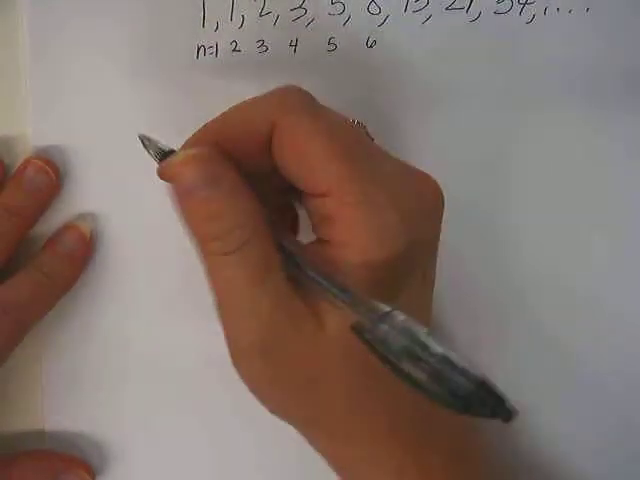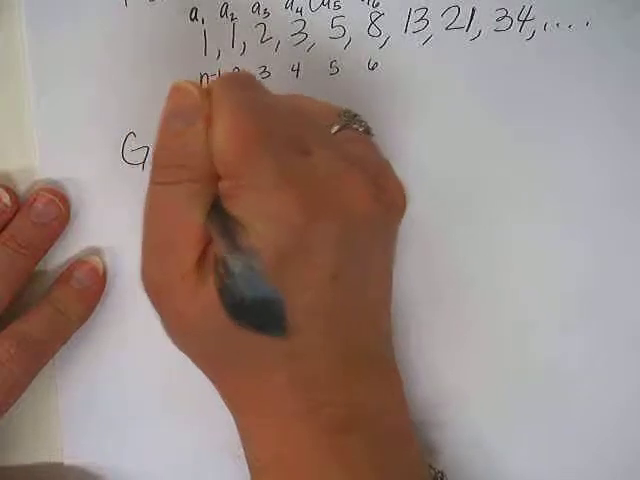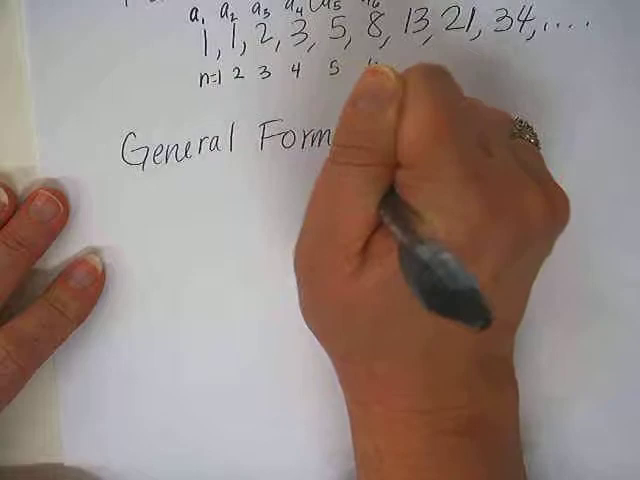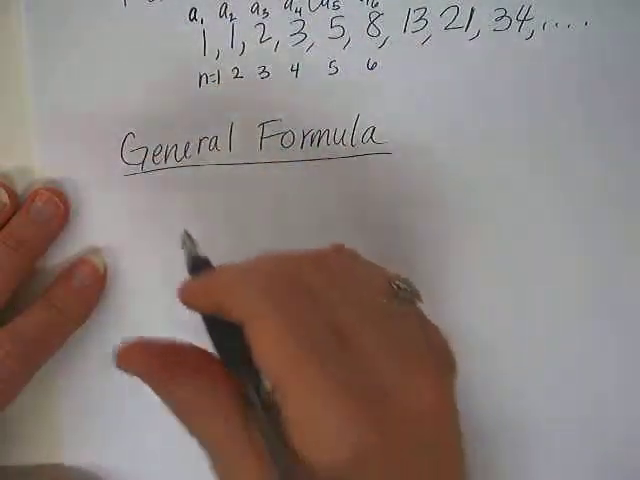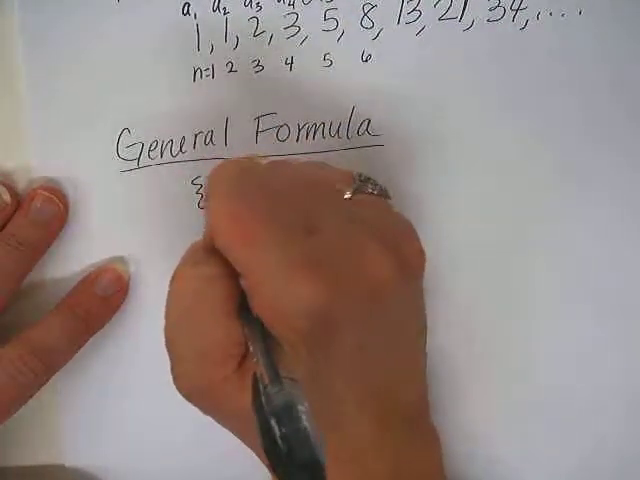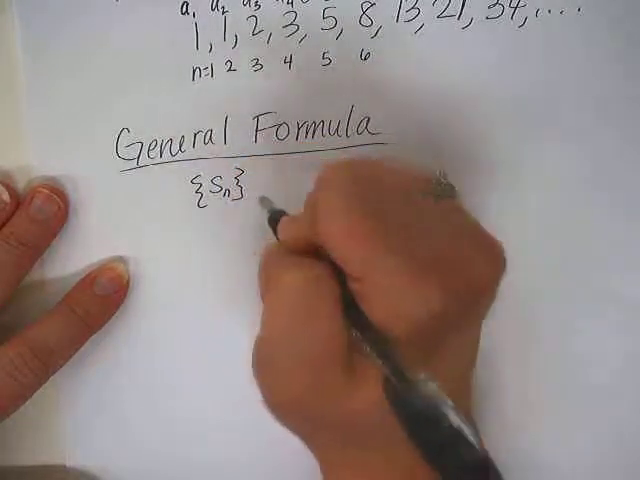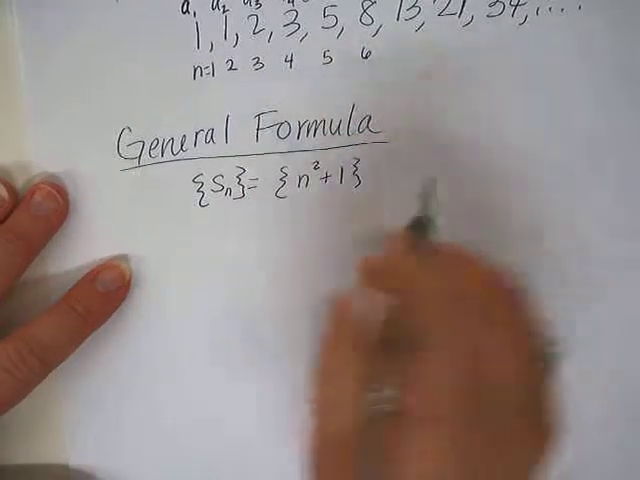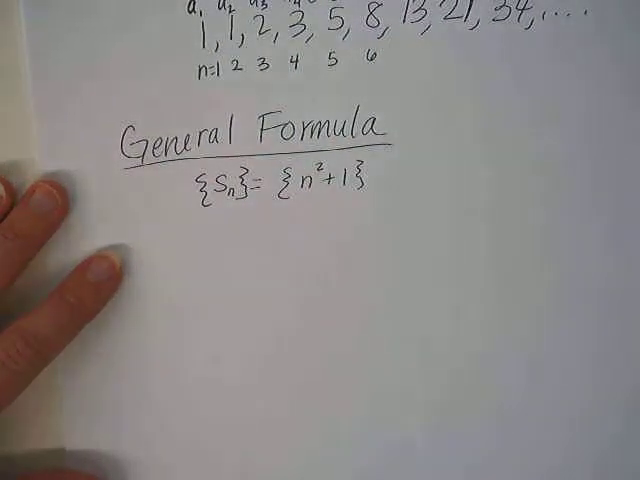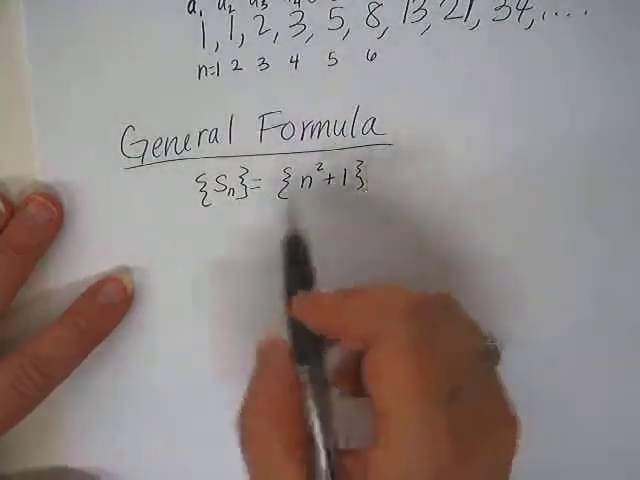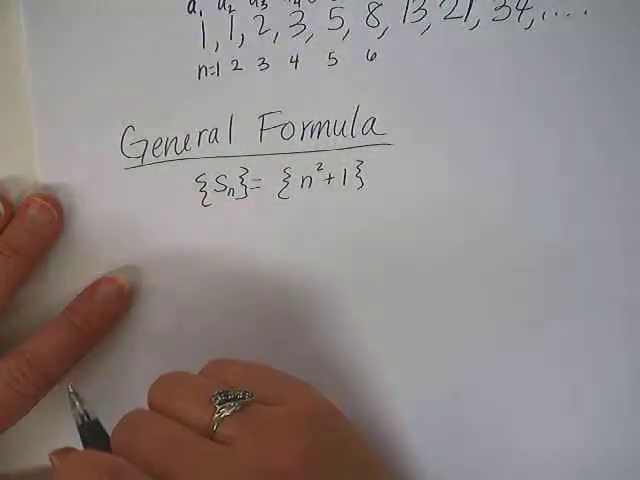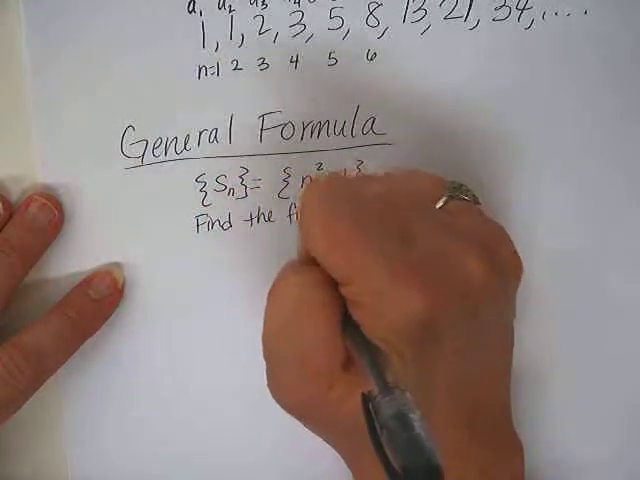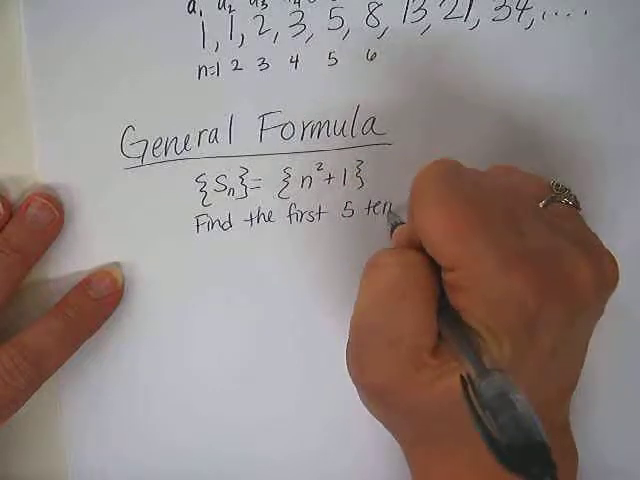Going to talk about what a general formula for a sequence looks like. General formula for a sequence. Here's just an example. Sometimes when they're writing out the formula for a sequence, they'll use these curly brackets. Okay? Suppose we have a problem that gives us this information, this formula, and says find the first 5 terms of the sequence.